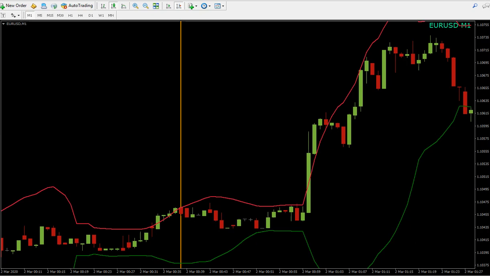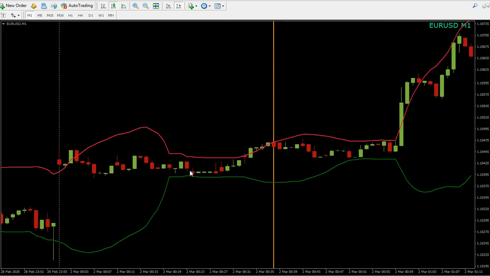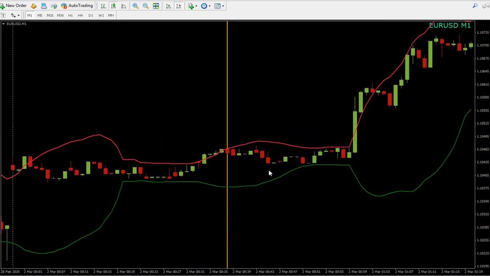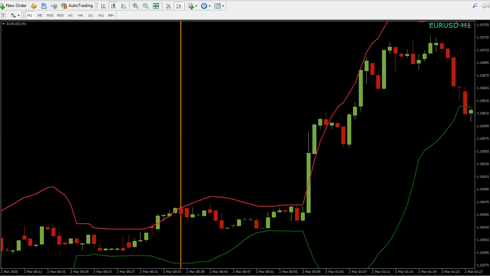Hi traders. So you believe that combining candlesticks with technical indicators can give you an advantage in the market? If you are thinking so, you are right, and I'm going to show you how you can gain an advantage in the market by combining candlestick psychology with technical indicators, in our case, Bollinger Bands. Welcome.